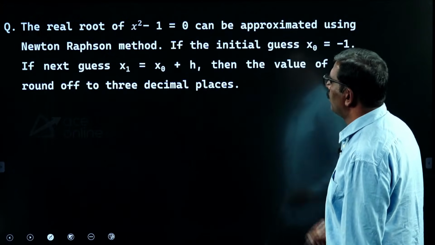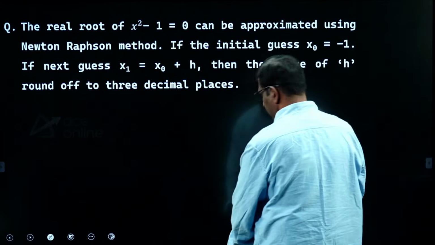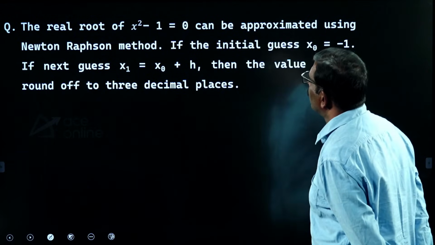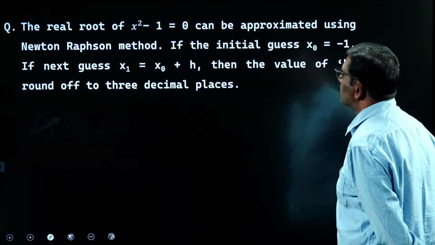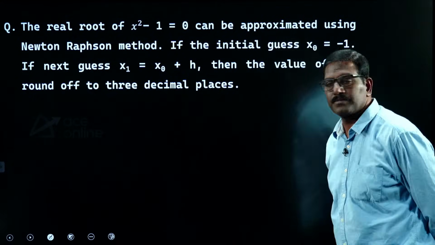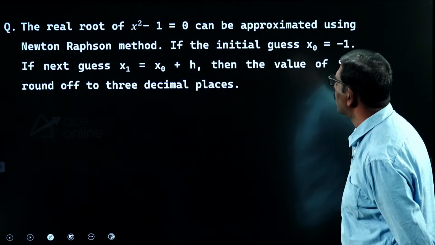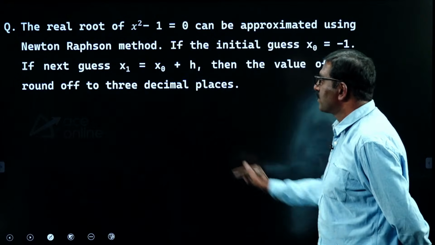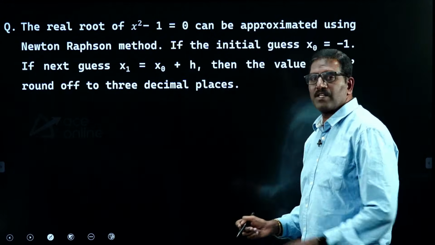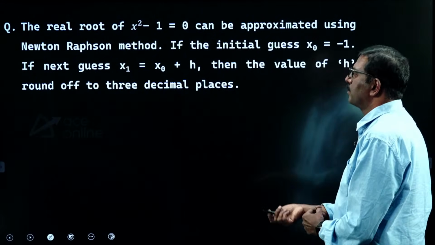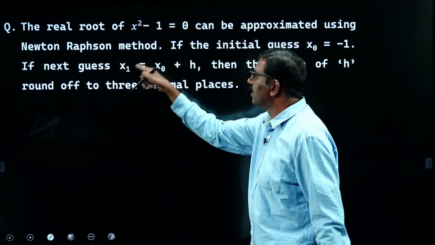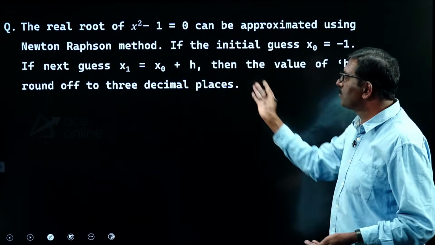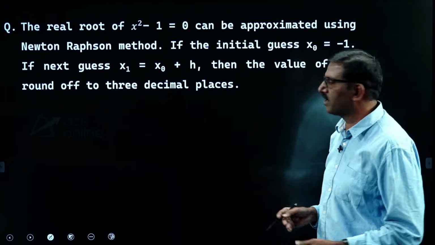Okay. Now coming to the next question. This is related to numerical methods. The real root of x square minus 1 is equal to 0 can be approximated using the Newton-Raphson method. Okay, NR method, Newton-Raphson method. If the initial guess x0 is given as minus 1, the next guess x1 is nothing but x0 plus h, then the value of h. Simply, h is nothing but the gap between x0 and x1. Already x0 is given. Find x1, then find the difference of x1 and x0.